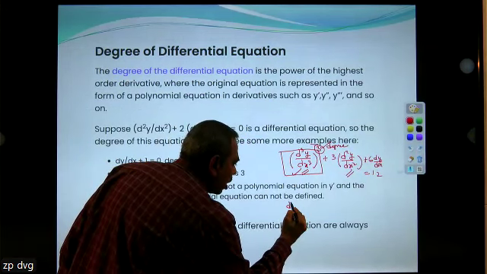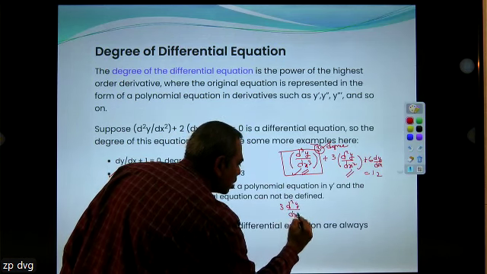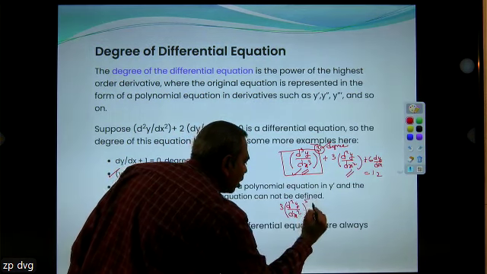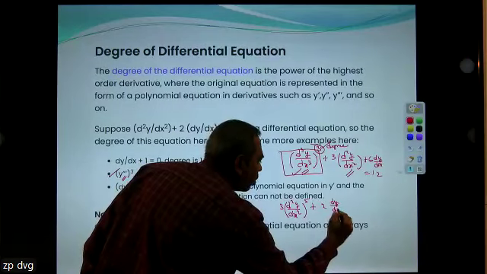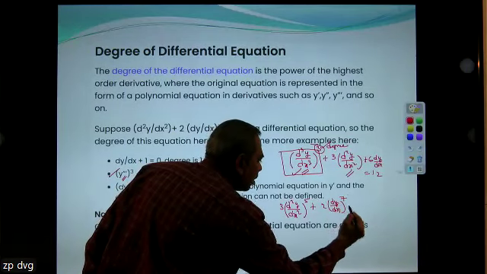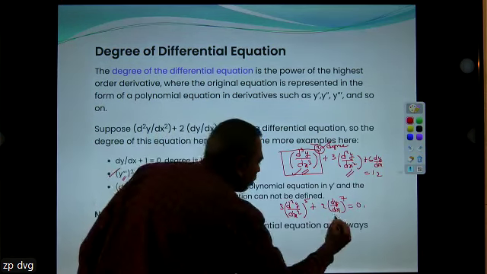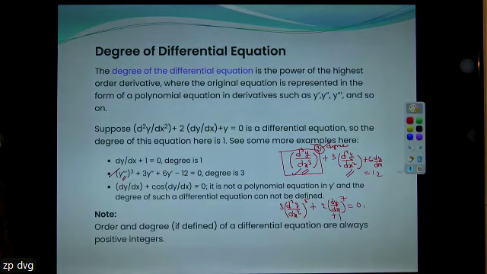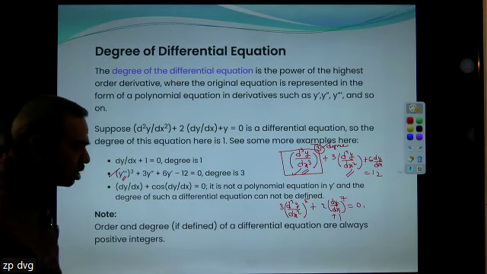Okay. So let us discuss another example. If my question is like this: 3 into d square y by dx square, whole to the power 5, plus 2 into dy by dx, whole to the power 7, which is equal to 0, or else plus 1 is equal to 0. Like this, one differential equation is given. So just to understand what is order and degree, I have given one example like this here.